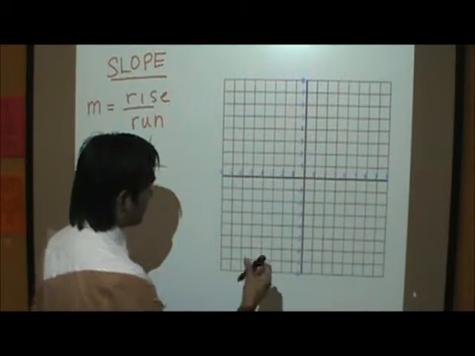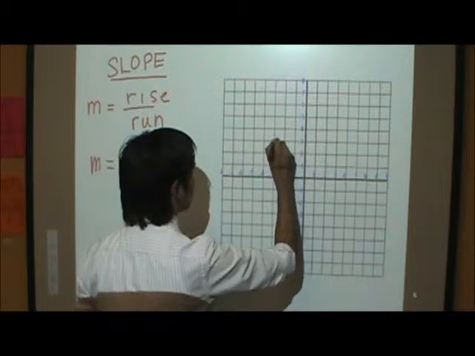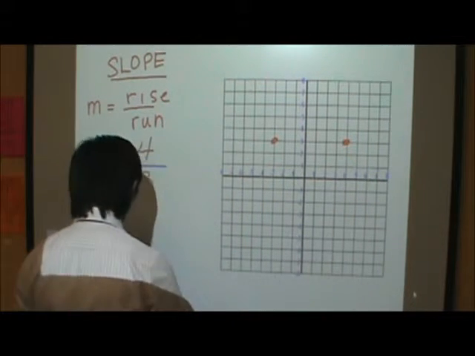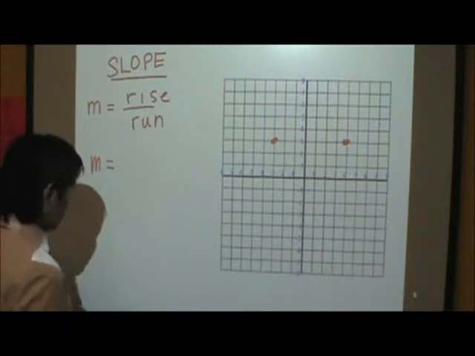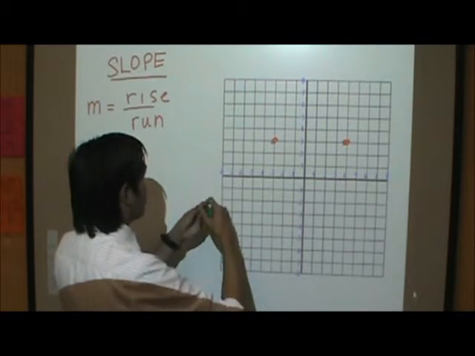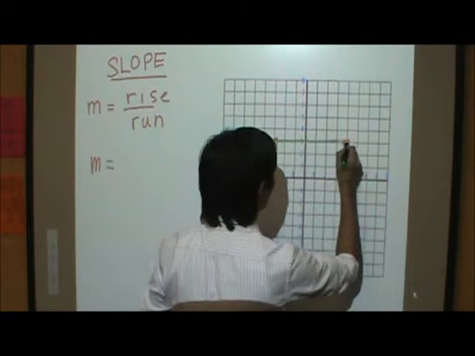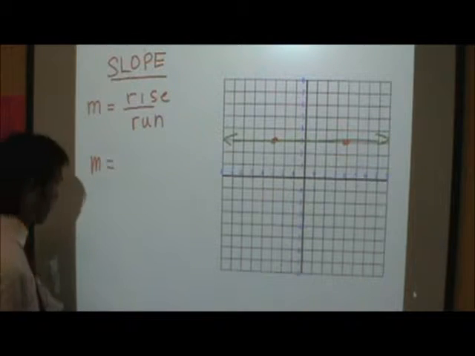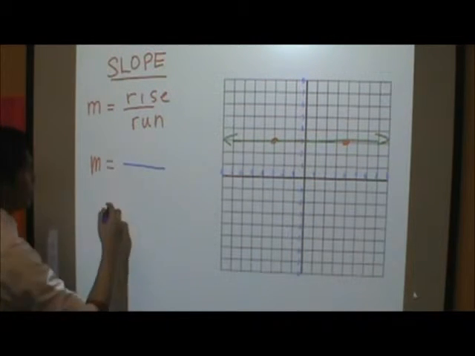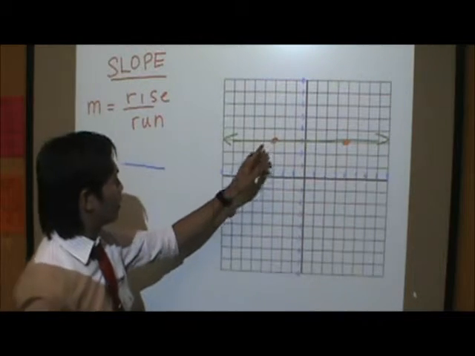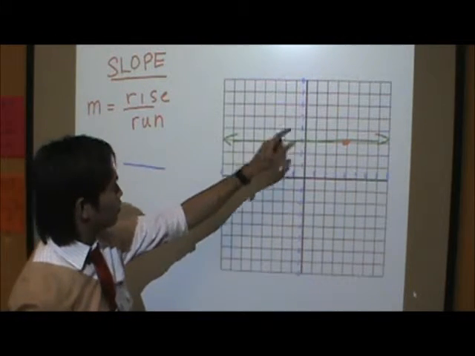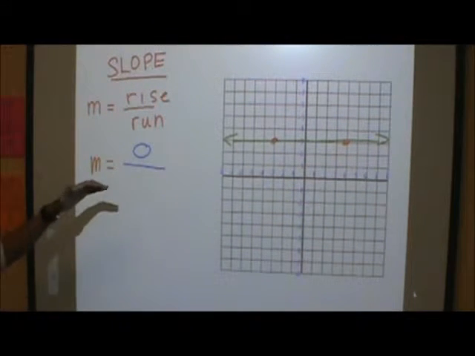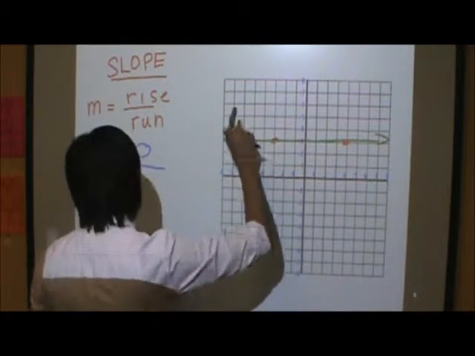How about if we have, let's say, (-3, 3) and (4, 3). Now if we draw a line passing these 2 points, what will be the slope of that line? Now here we go. Rise. Given point (-3, 3), do we have to go up to get to that point (4, 3)? No, we don't have to. So we're going to write 0 for the rise because we did not go up.